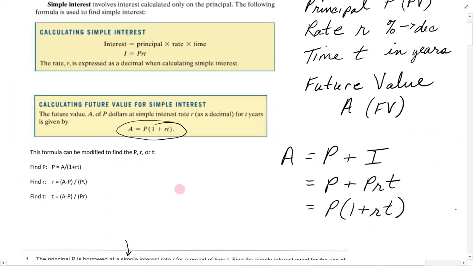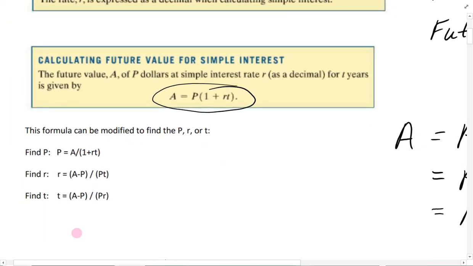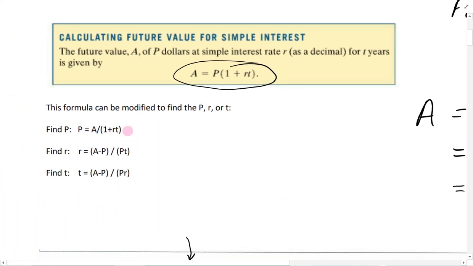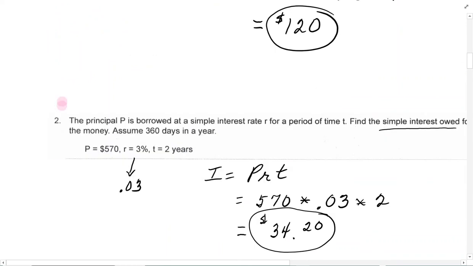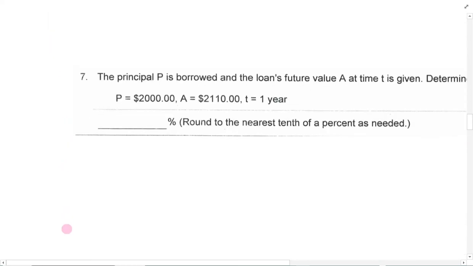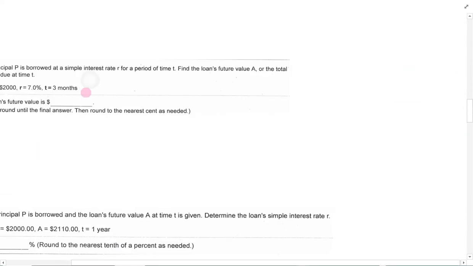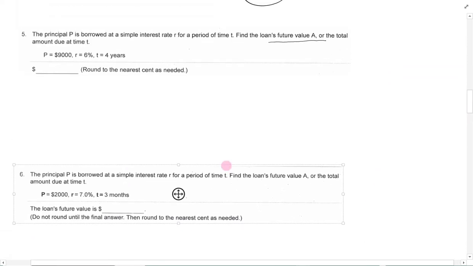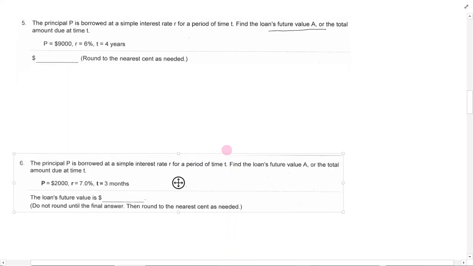If I used my algebra skills and I wanted to solve for P, this is what I would get. If I wanted to solve for R, this is what I would get. And if I wanted to solve for T, this is what I would get. So when I have a problem that asks me for one of those, I will come back and get those formulas as I need them. Let me get to our question. I believe we are on number 5.